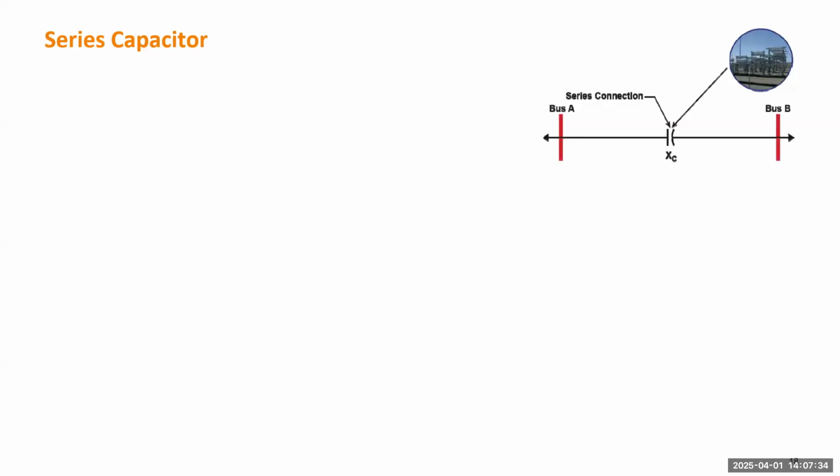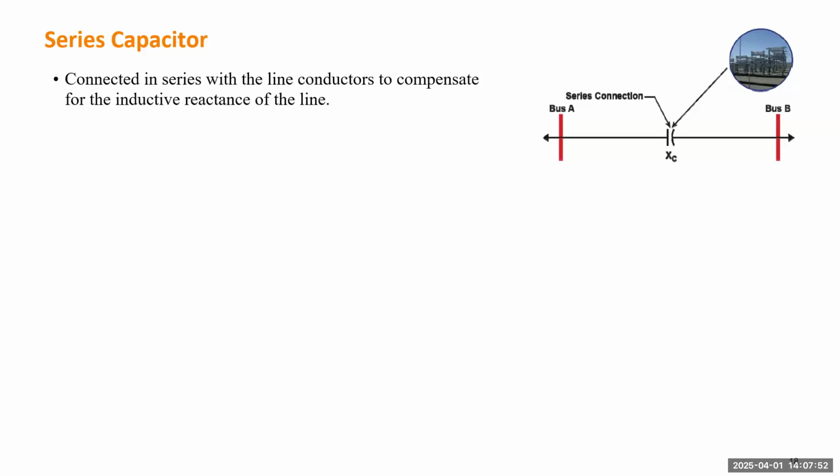Series capacitor. A series capacitor also provides you Q, calculated based on the reactance. But in this case, if you add a series capacitor in the middle of a transmission line, it doesn't depend on the voltage on either side. It depends on the current. So that gives the series capacitor an advantage, which is called the self-regulating feature.